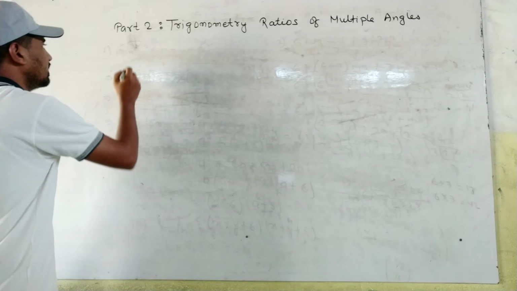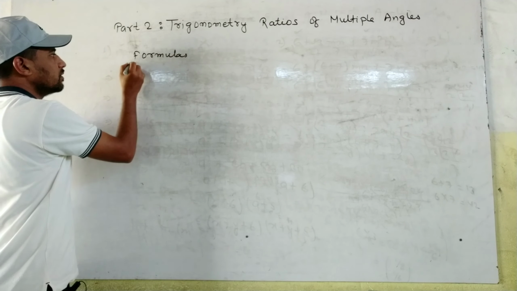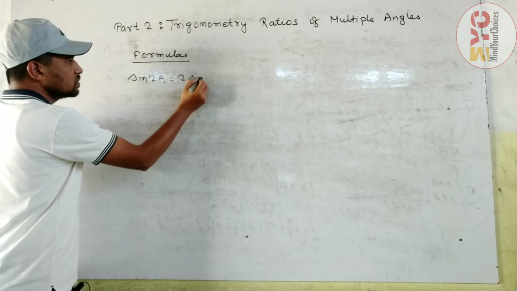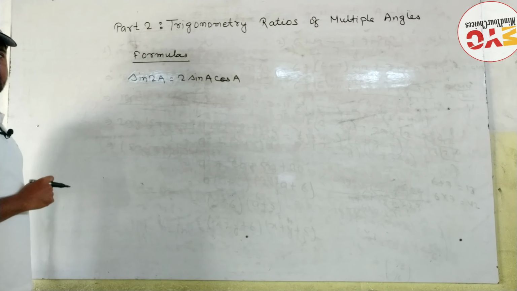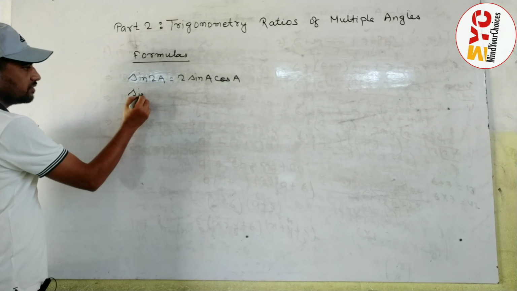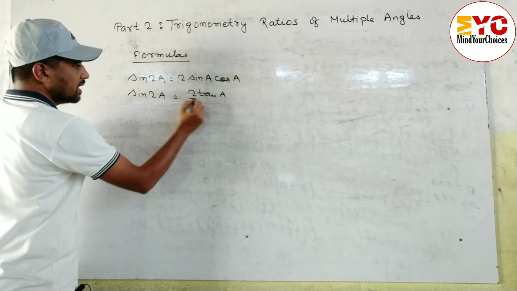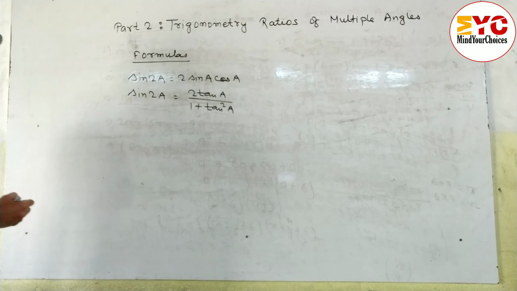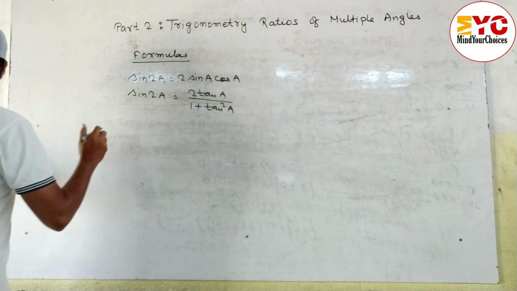Now write down the formulas of multiple angles. Sine 2a formula is 2 sine a cos a. Similarly, another formula of sine 2a, in the form of tan, is 2 tan a by 1 plus tan square a.